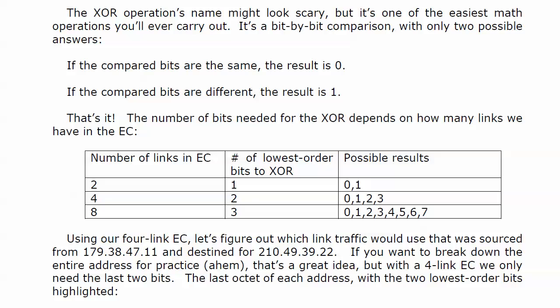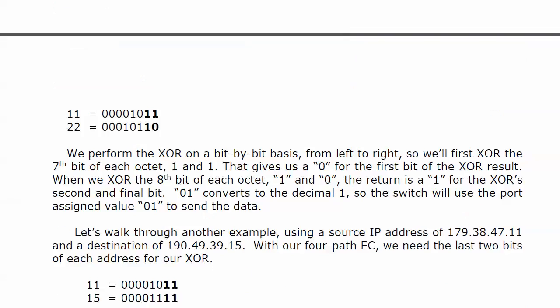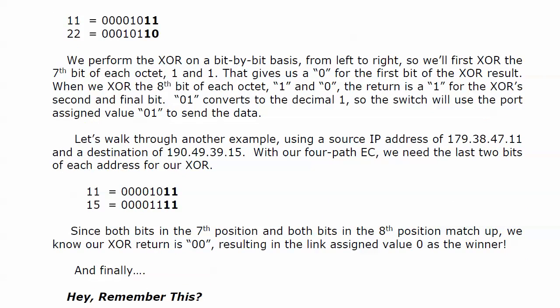But again, with the 4-link Ether channel, we only need the last 2 bits, because the only possible results we're interested in are 0, 1, 2, and 3. So we only need 2 bits to express any of those. And all you have to do is look at the last octet of each address and look at the 2 lowest order bits. And with 11 in a binary string, we're looking at 00001011 because that gives us the 8, 2, and 1 bits set. That gives us a total of 11.